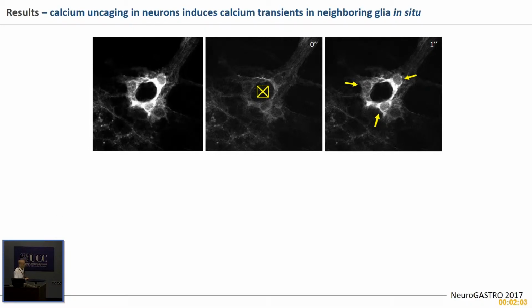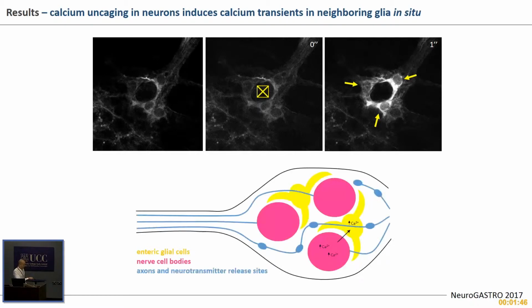And you see the laser, the white box, and shortly after that, these glial cells show a calcium transient. What is interesting is that this calcium increase induced from this neuron-to-glia communication is really confined to the glial cells that closely wrap the neuronal cell body. So what we're doing here is inducing a calcium increase in the neuron, and we see a calcium increase in this neighboring glial cell. So the first thing is that this really is confined to the neighboring glial cell.